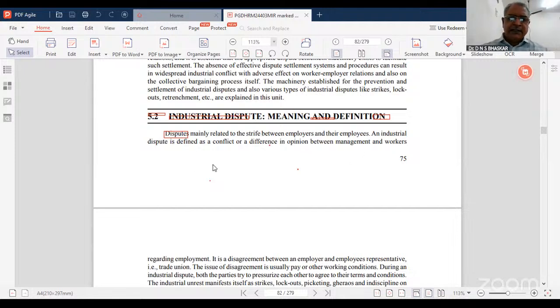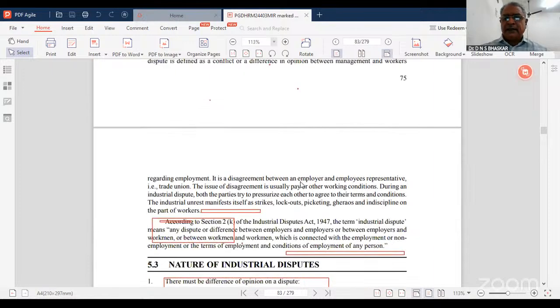An industrial dispute is defined as a conflict or difference of opinion. It is considered to be a difference of opinion between the management and the workers regarding their employer. It is a disagreement between the employer and employee. This point you have to understand very clearly. This is not any industrial relationship problem. It is a conflict. Whenever there is a conflict, only then is it considered a dispute. It is a disagreement between the employer and employee representatives, that is called the trade union.